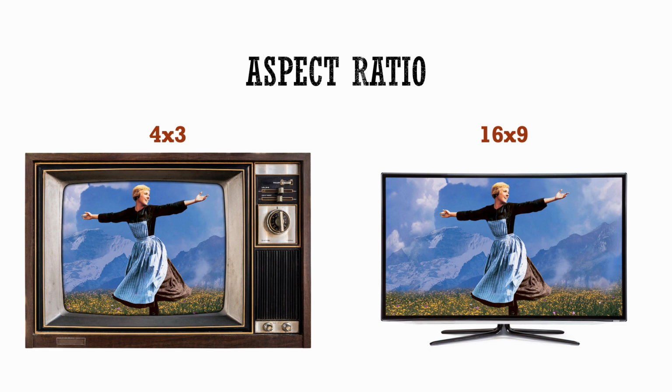Aspect ratio is essentially just the width and height of an image as a proportion rather than pixels. In this example, we have The Sound of Music presented in two different viewing formats. Old-timey televisions were closer to being square. So they were 4:3, as we call it. It was a little bit wider than it was tall. Modern televisions are much closer to having the width of the image almost double the height. So we call that 16:9.